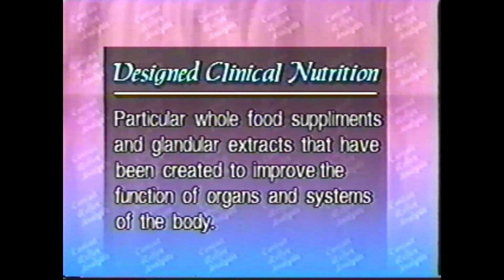Designed clinical nutrition is concentrated nutrient combinations that form the primary nutritional support for CRA. In other words, particular whole food supplements and glandular extracts that have been created to improve the function of organs and systems of the body. Can you buy this nutrition in health food stores?